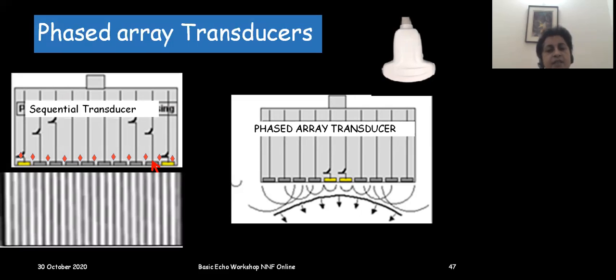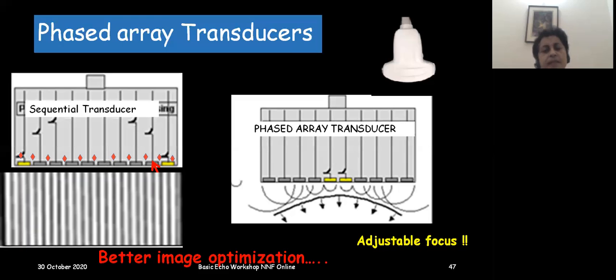Now in phased array transducers, all the crystals are used at the same time, and they emit in the form of a wave, like waves on the seafront. There are waves which come, and this ability helps to steer the beam from side to side. Another advantage is you can adjust the focus easily to your object of interest. One more advantage is that you can place the Doppler on this. So this helps in better image optimization.